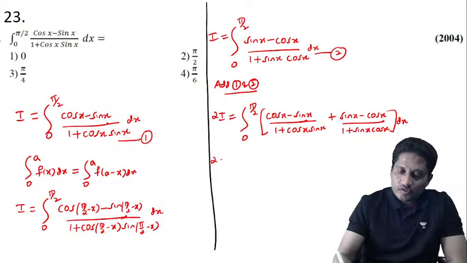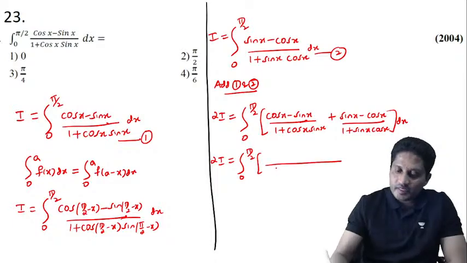Now 2I is equal to integration 0 to pi by 2. Denominators are same, right? Numerators can be added. So this is 1 plus cos x into sin x. If I add the numerators, this is cos minus sine plus sine minus cos, and then dx.